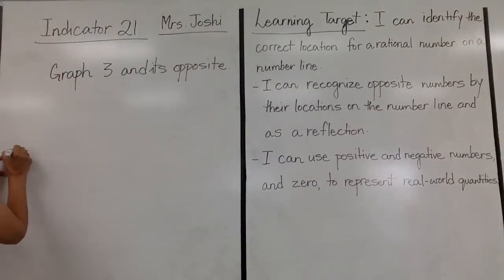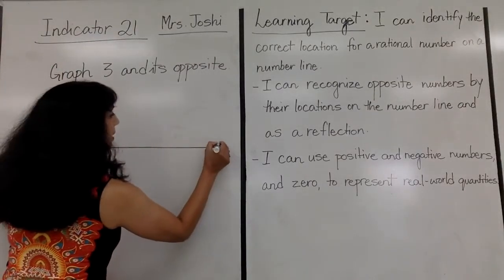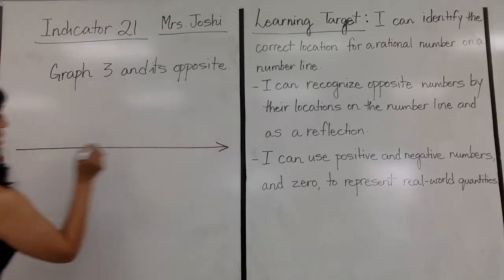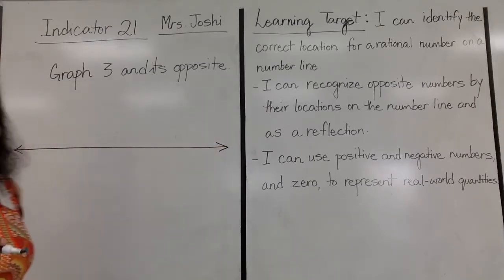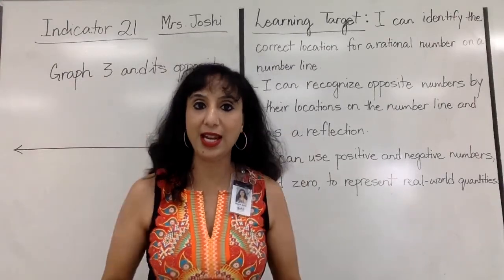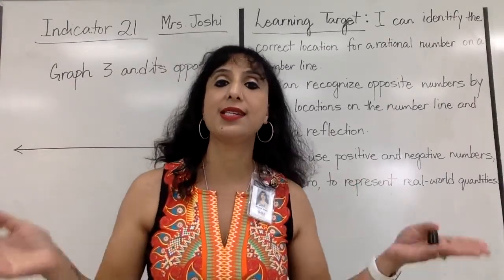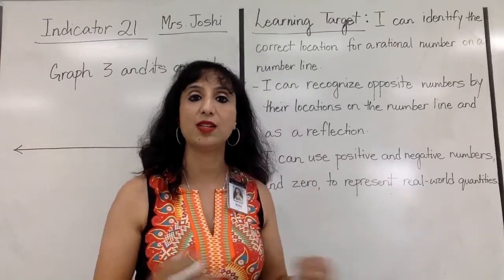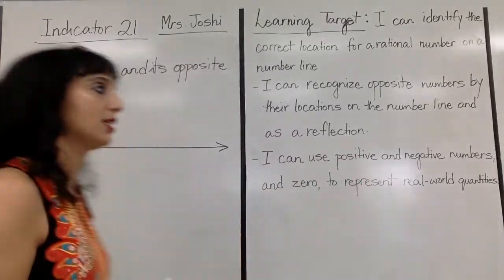Draw a straight line. Since it's a line, it's going to have arrows on both ends, which means it's going on in an infinite manner. It's not ending. If it was ending, it would be a line segment. But it's not ending. That is why it's got the arrows at the two ends.